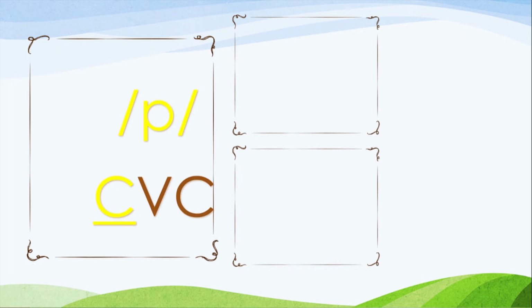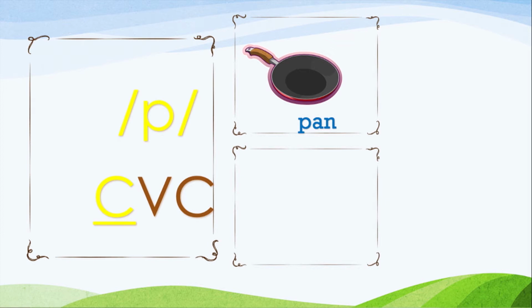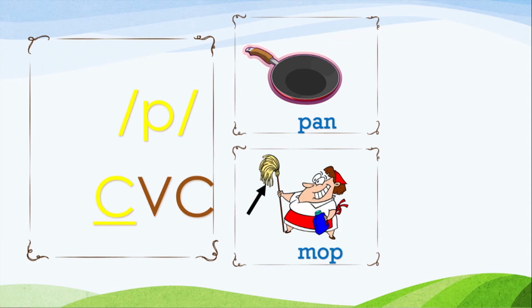Which sound are we listening for? The p sound. So let's look at our picture. Say the word pan, p-an, pan. And let's look at our second picture. And that lady is holding a mop.